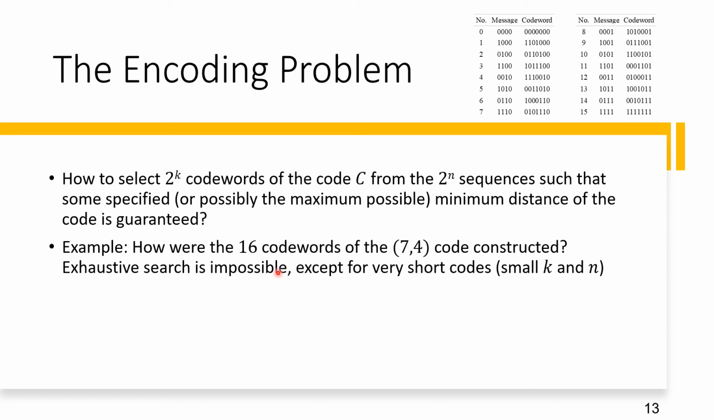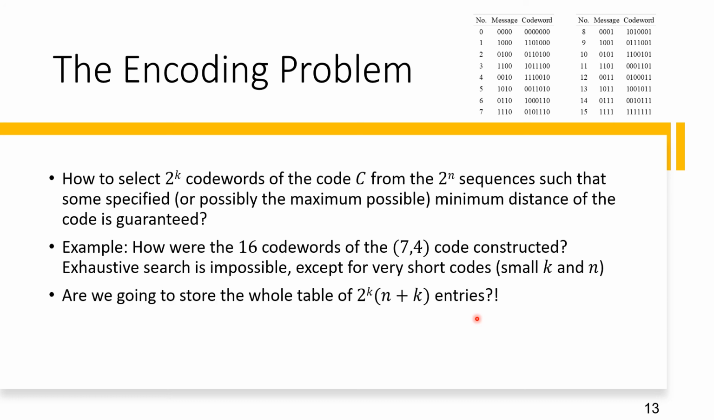So the question: how are the 16 code words of this example being constructed? Is it through exhaustive search, where we compare all the code words, find their minimum distance and then select? That's impossible, especially for large code words. It will take almost infinite time. It could be done for small code words, but not for large ones. Now, are we going to store all of these entries for the coding? We have 2 raised to power k, which is 16, by n plus k. Or is there a way to do the coding more easily? We'll see this in the code generation.